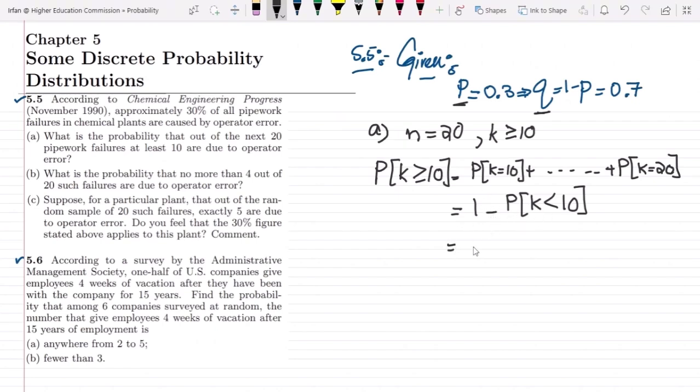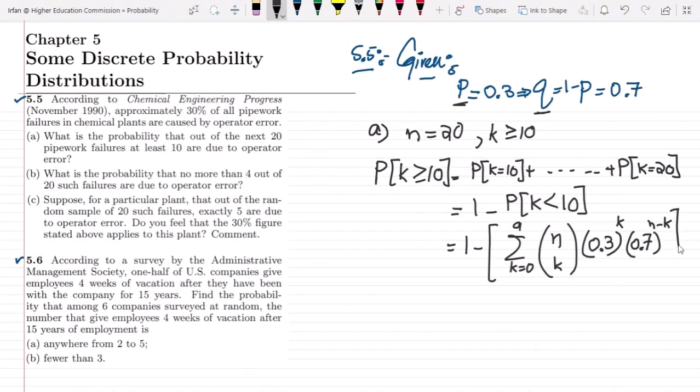So let me use this formula. By using this formula, I will have 1 minus P(k less than 10). Therefore I have to use all the values from 0 to 9. So we will have k equal to 0 up to 9, and here we have to use the binomial probability law: n choose k, times 0.3 to the k, and also 0.7 to the n minus k.